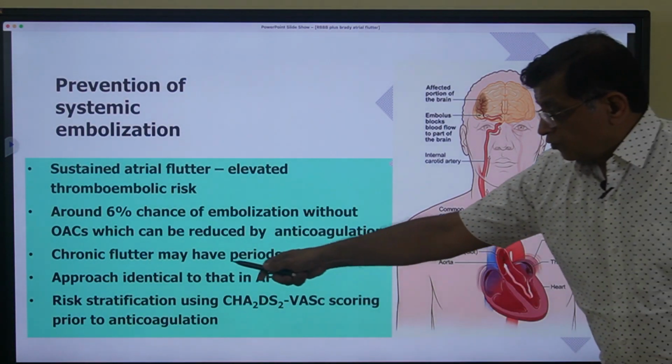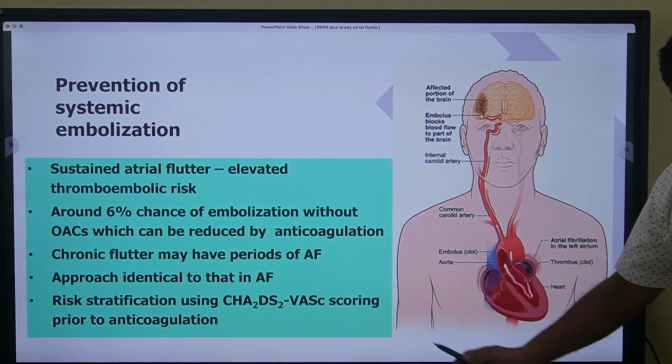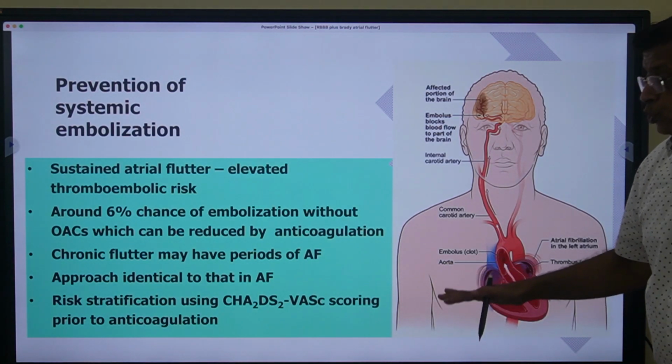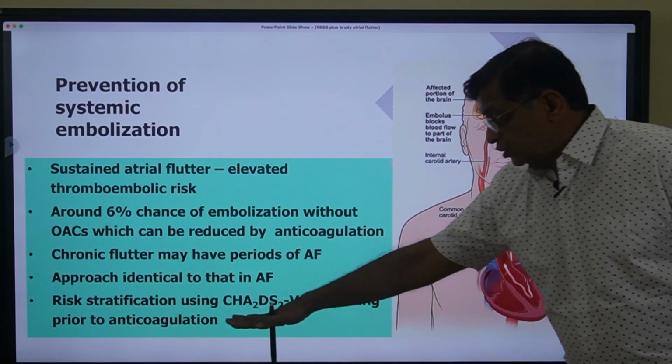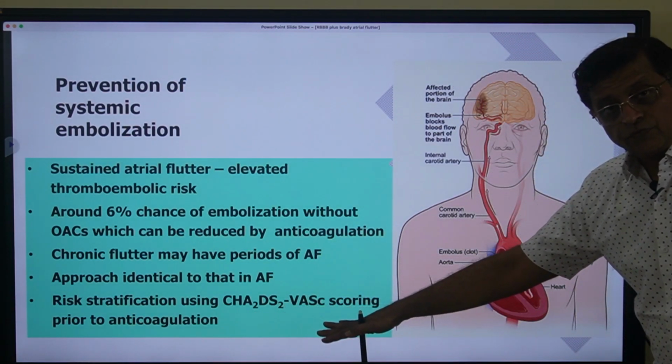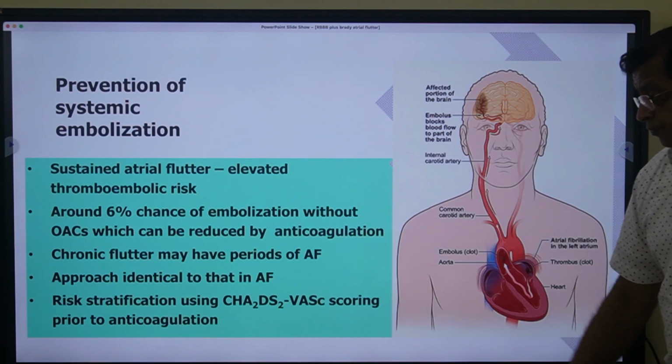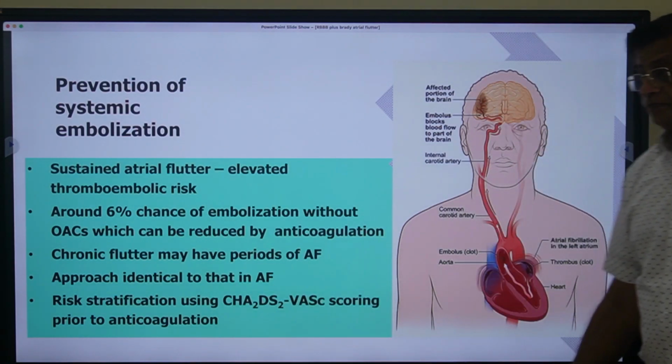Chronic flutter may have periods of atrial fibrillation as well, and the approach to anticoagulation is similar in flutter and fibrillation. You have to calculate the CHA2DS2-VASc score. We'll just go about it and start anticoagulation.